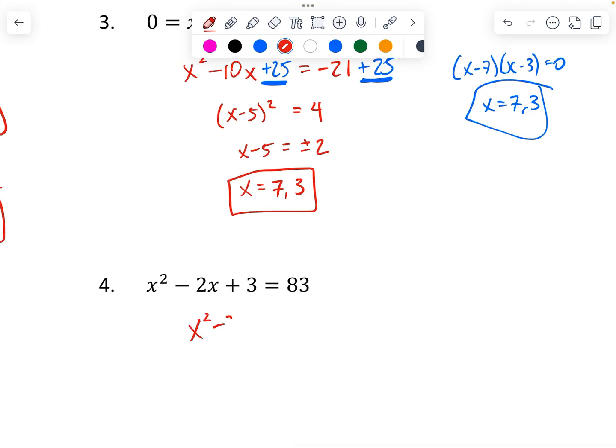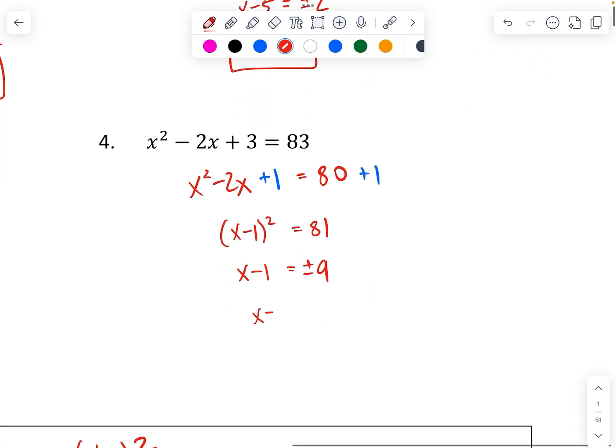All right, next one, we're going to move the 3 to the other side. So you get x squared minus 2x equals 80. Divide negative 2 by 2 and square it. So you're adding 1. So we're going to get x minus 1 squared equals 81. X minus 1 is plus or minus 9. So x will be 10 and negative 8 are your final answers.